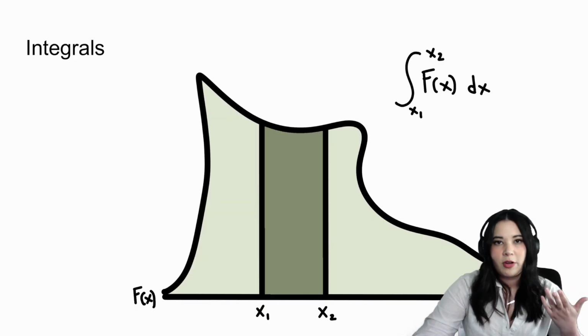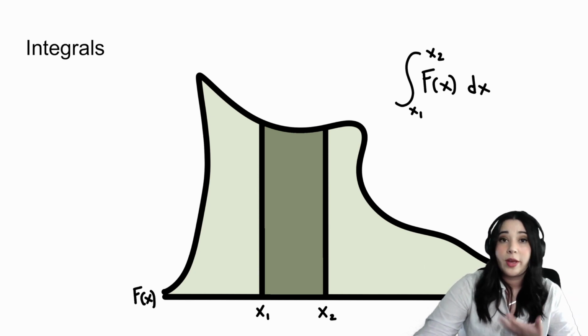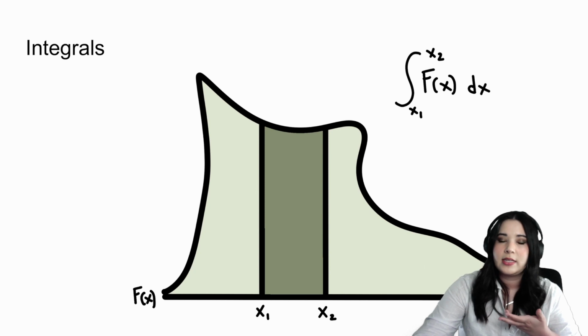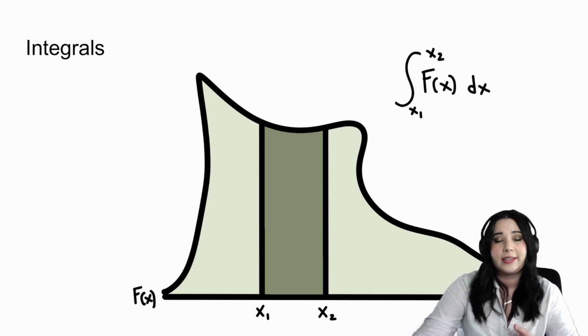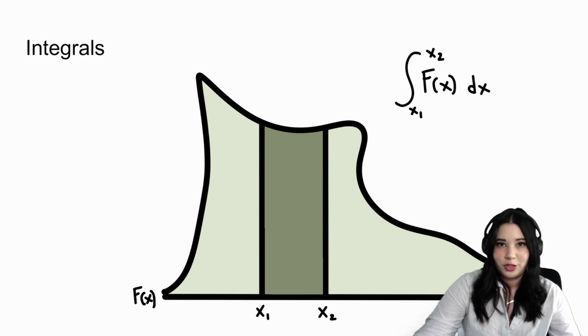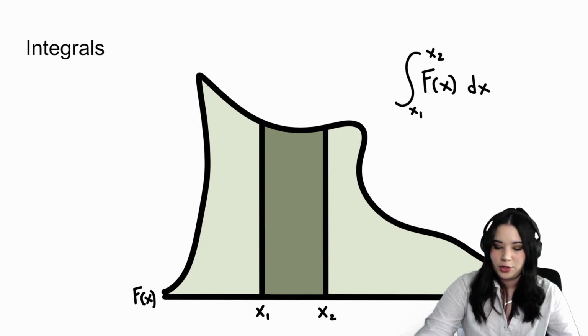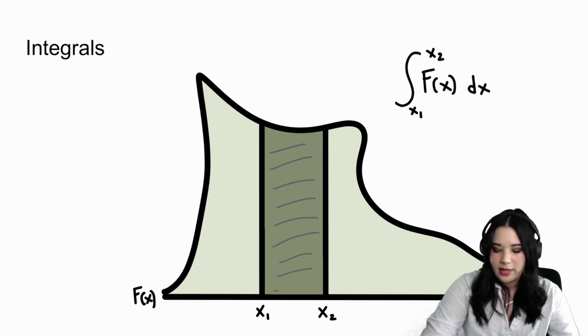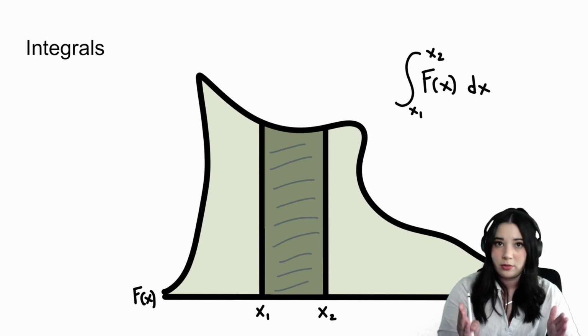Next, let's talk about integrals. Integrals are the opposite of derivatives, and the way we're going to use them in data science is to find the area under different curves. So for instance, if we have this very weird shaped green probability distribution, we might be interested in finding out what is the probability that a value will land between these two boundaries.